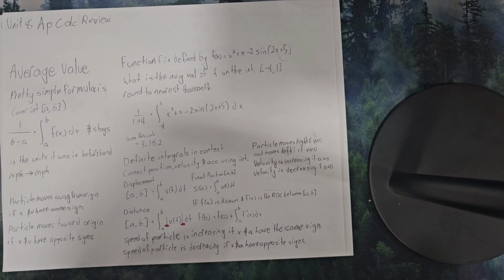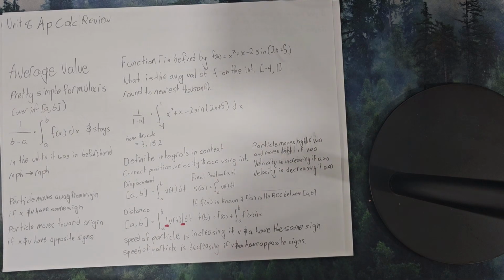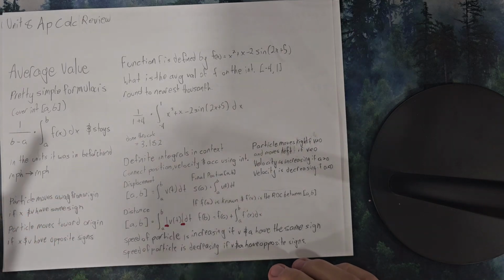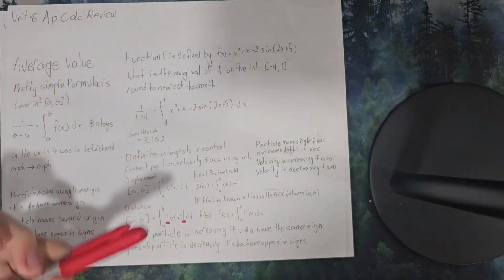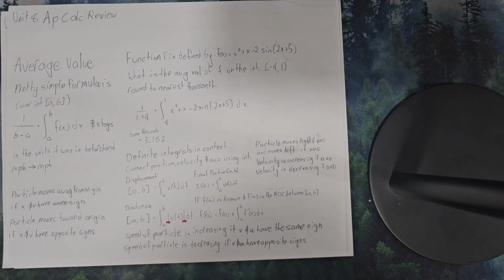Speed of the particle is decreasing if v and a have opposite signs, right? So it starts out fast, but it starts slowing down because of that acceleration. And it's getting closer and closer to 0. Its miles per hour are decreasing.